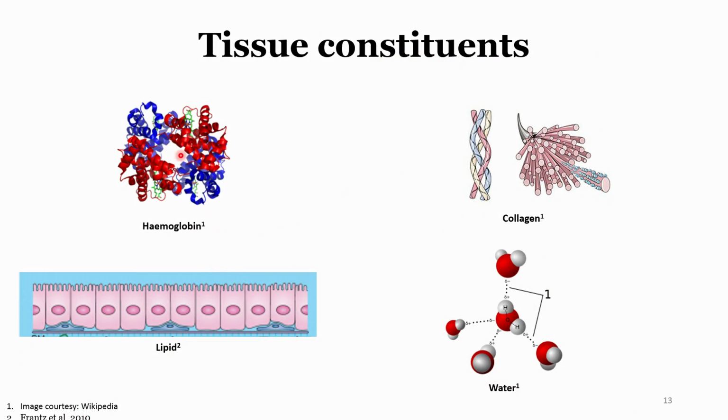What is the purpose of hemoglobin? The purpose of hemoglobin is to transport oxygen. It has a ferrous ion inside which gets attached to the oxygen, and it transports the oxygen from one place to another.